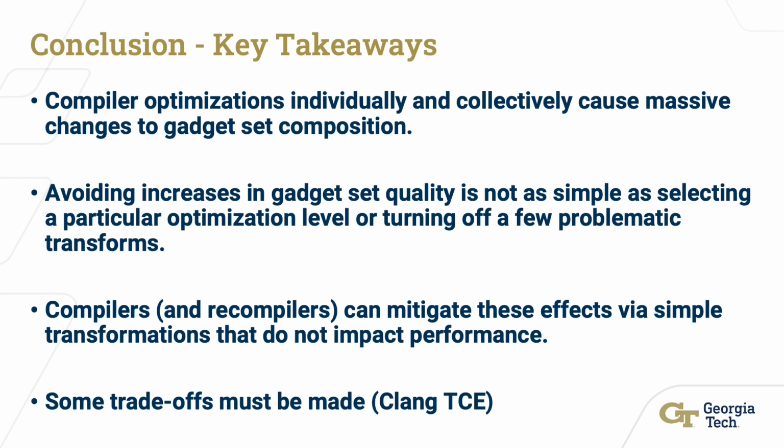To conclude, I'd like to summarize a few key takeaways from our research. The first is that compiler optimizations individually and collectively cause massive changes to gadget set composition, and avoiding increases in gadget set quality is not as simple as selecting a particular optimization level or turning off problematic transforms. But fortunately, there's hope in that compilers and recompilers, in our case, can mitigate these effects via simple transformations that don't impact performance. However, it is worth noting in some cases, trade-offs must be made.